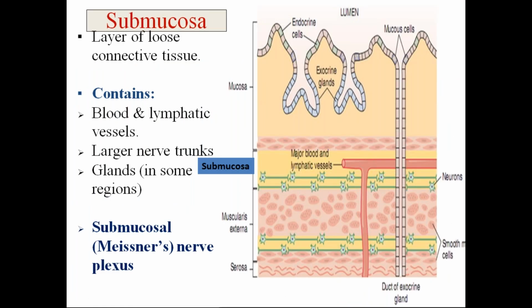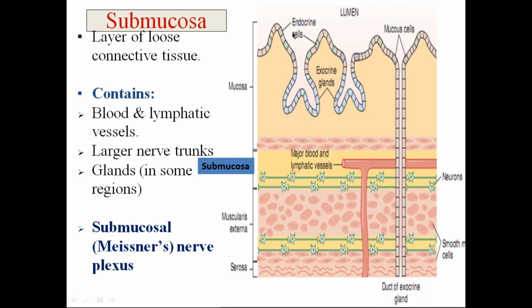The second layer, which is outer to the mucosa, is the submucosa. In the mucosa also you have the presence of loose connective tissue, which is called lamina propria. The submucosa is a layer of loose connective tissue, where there are the major blood and lymphatic vessels, as well as the larger nerve trunks, and there is also a submucosal or the Meissner's nerve plexus, right?